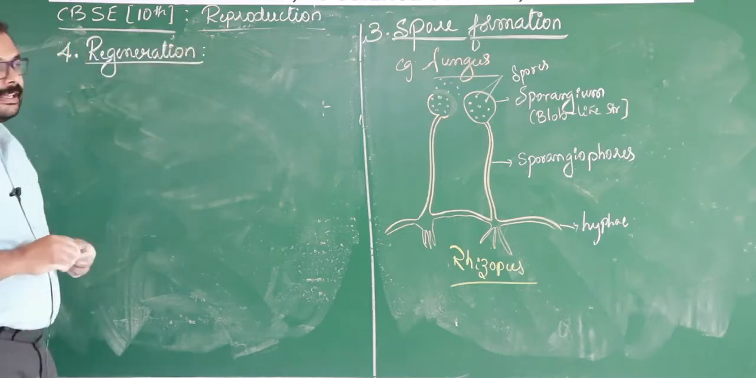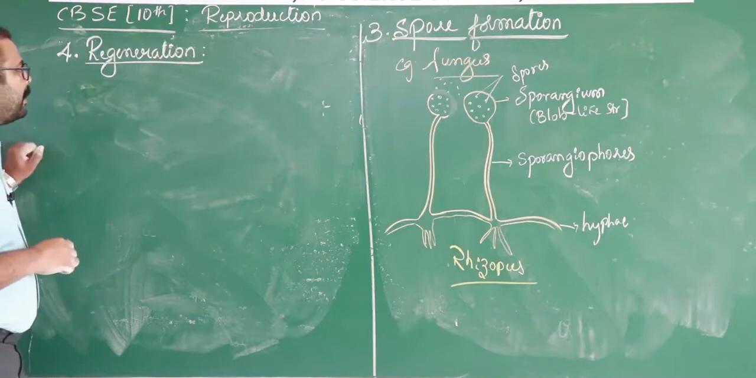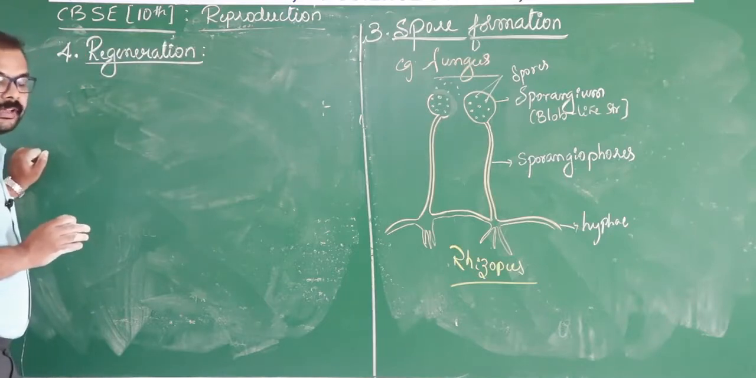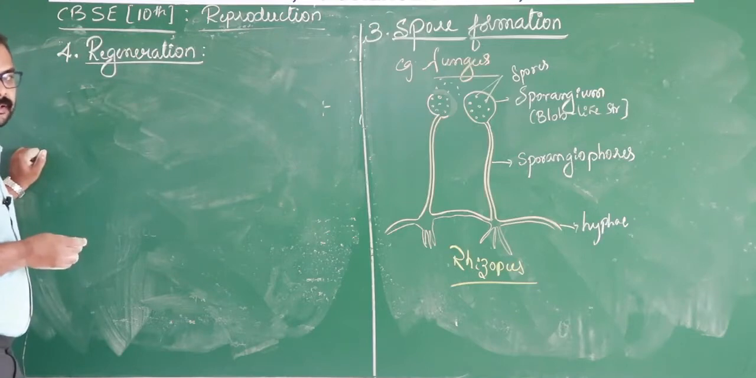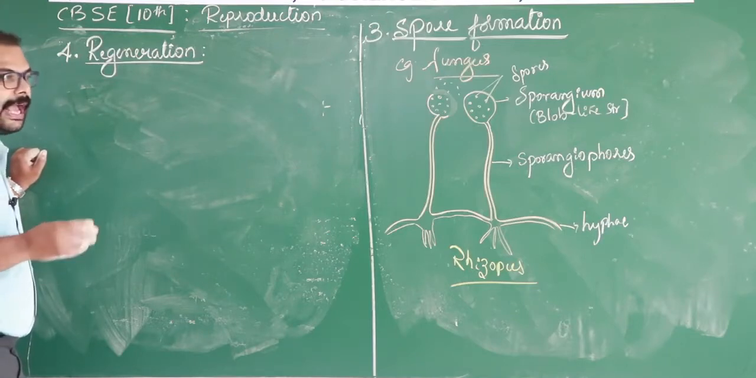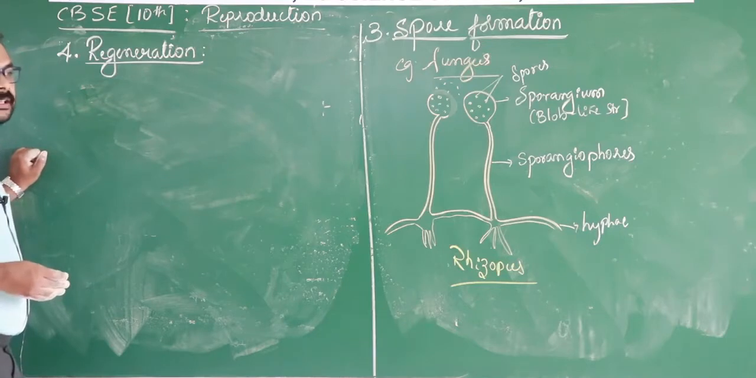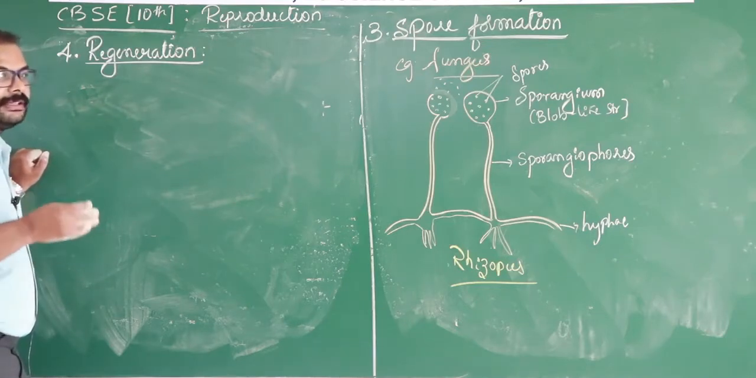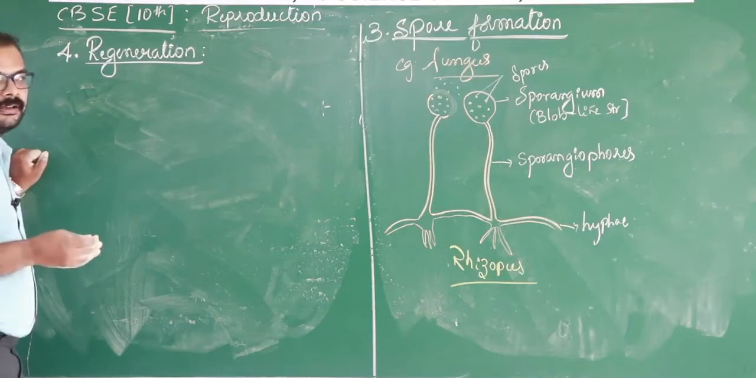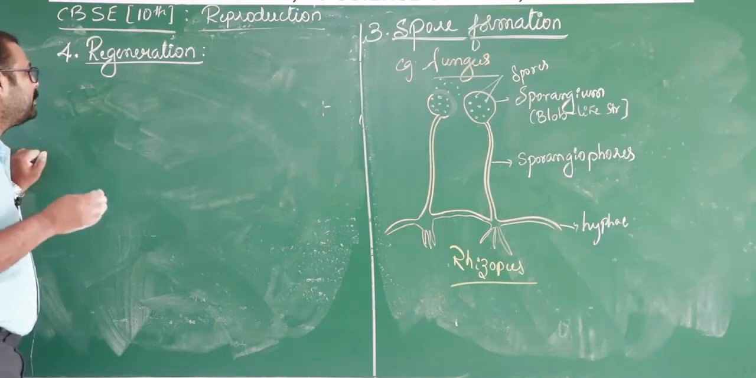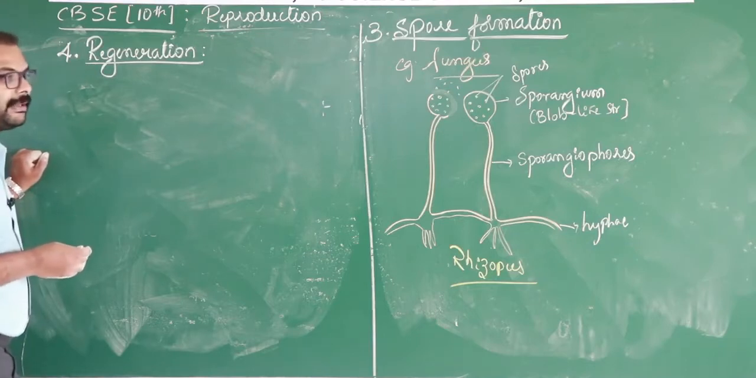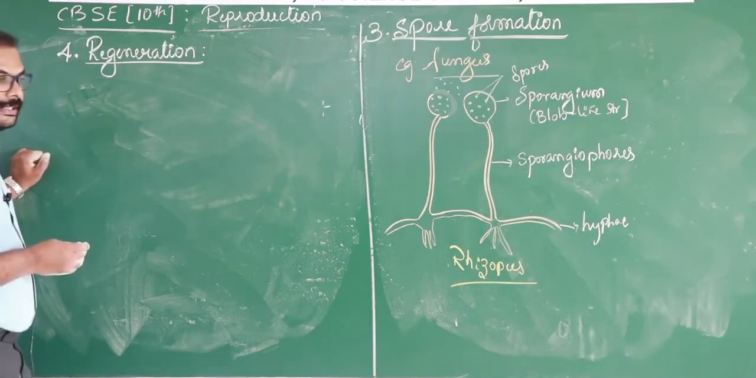Regeneration. In the case of regeneration, an organism reproduces its own kind whenever it gets damaged by physical damage. In such cases, whatever fragments are obtained, each part develops into a new organism. This method of reproduction is called regeneration.